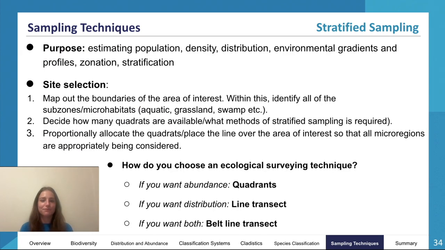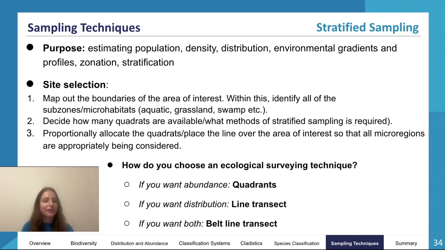We've gone through stratified sampling now, or how we can actually use it, but I'd like to quickly go over the why. So why do we actually want to use stratified sampling? Well, when it comes to estimating population, density, distribution, even tracking things like environmental gradients or zonation, stratified sampling is really useful because it considers all these factors together, unlike our previous methods.